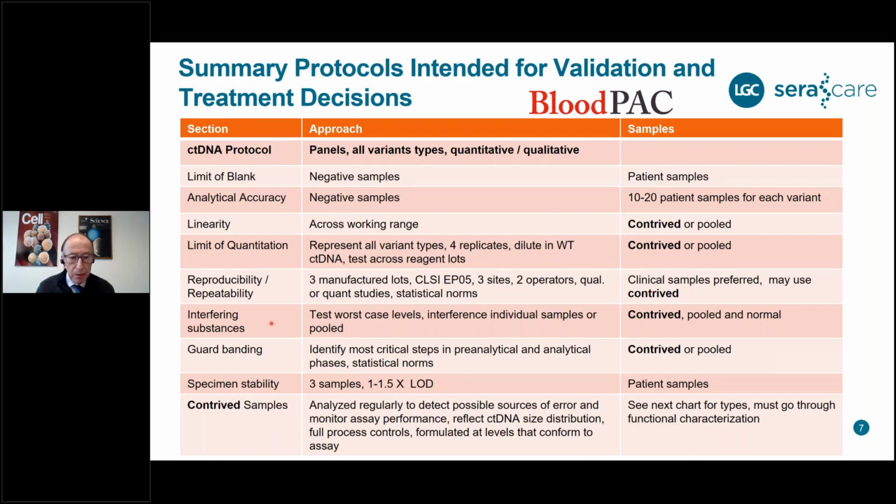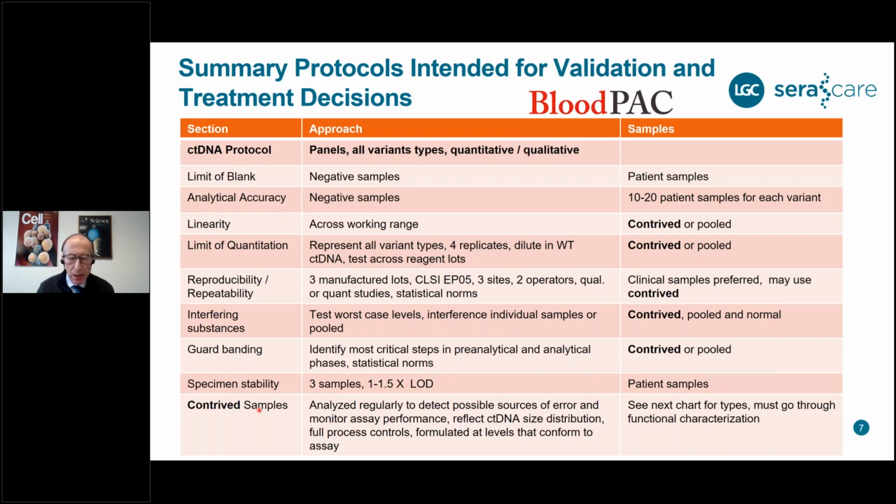Looking at interfering substances, particularly around extraction and detection, you need to test your worst case levels. And again, contrived, pooled, or normal. Guard banding, very critical for pre-analytical and analytical. Again, contrived or pooled. And then specimen stability. Here, of course, you can only use real patient samples.